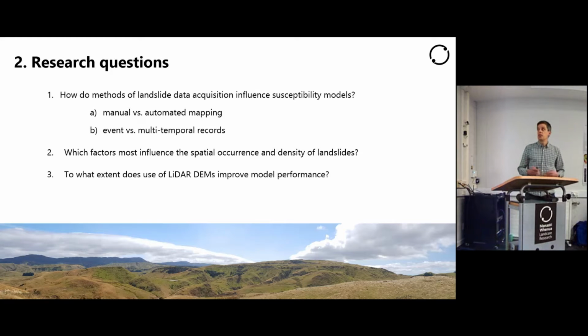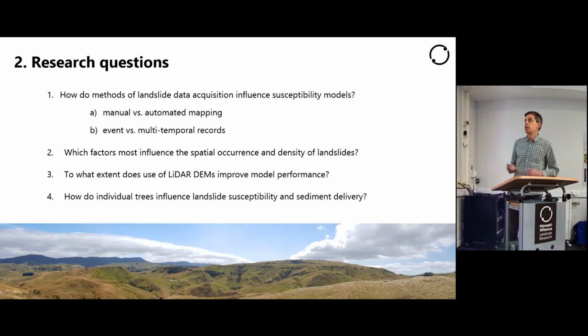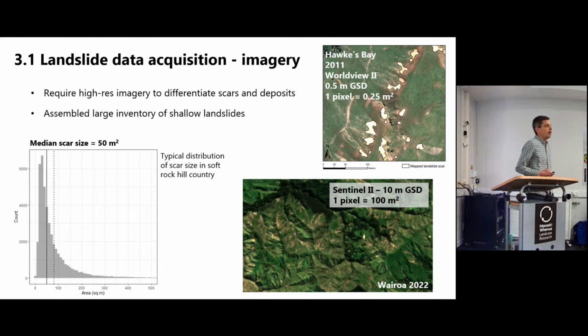So we're interested in understanding to what extent those LiDAR DEMs can improve model predictive performance, and building on the LiDAR, the ability now to actually look at the influence of individual trees and how they affect landslide susceptibility and sediment delivery to streams. But before we get started, we need to consider where the data comes from. And fundamentally, this is about use of high resolution imagery. So this is sub 1 megapixel imagery to capture landslide data. It's not just mapping the features as a whole, but also differentiating landslide source areas, the scars, from the deposits.